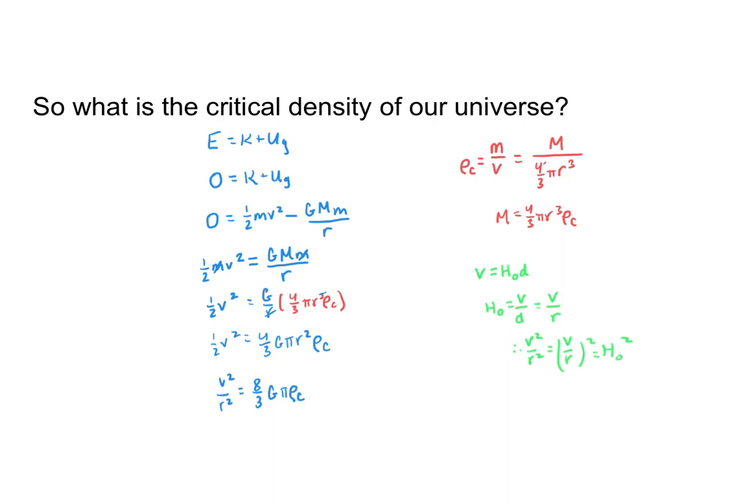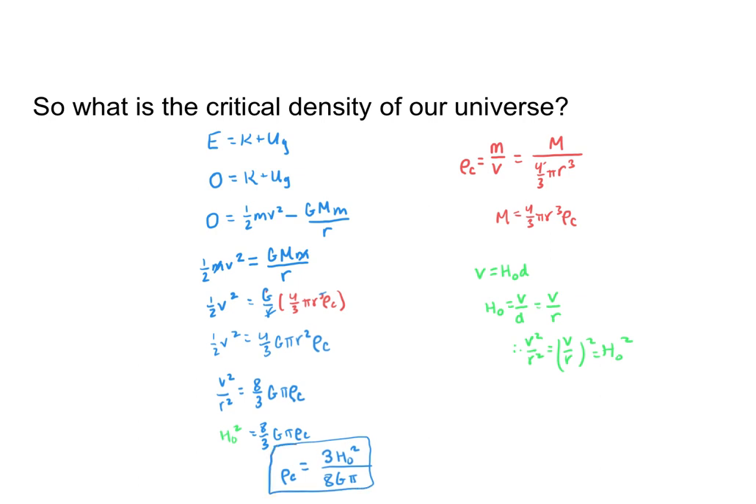So in my equation, I can now write H naught squared is equal to 8/3 times G times pi times the critical density of the universe. And solving for critical density, that gives me that critical density is equal to 3 times H naught squared over 8 times G times pi. And there you have it, guys. This is the critical density of our universe.